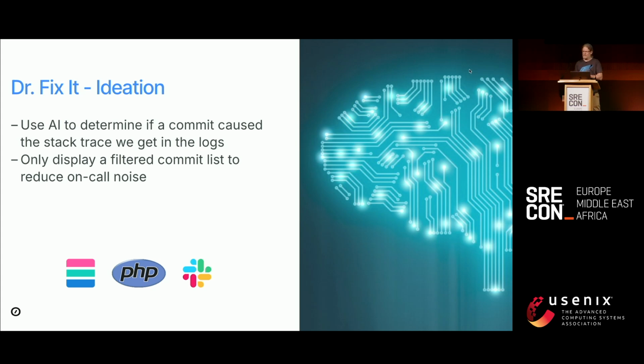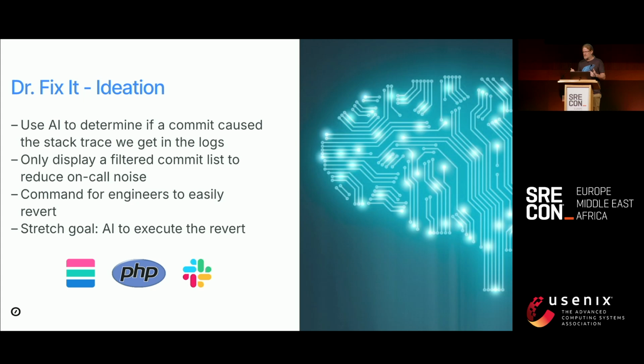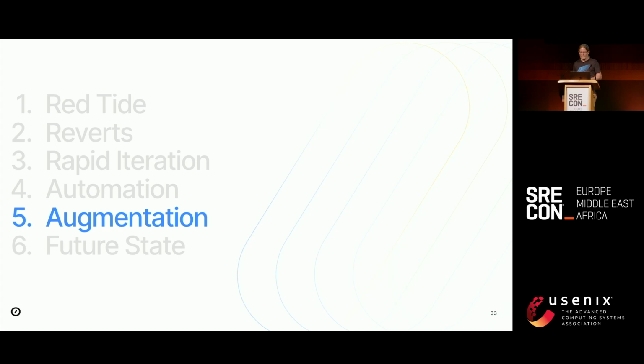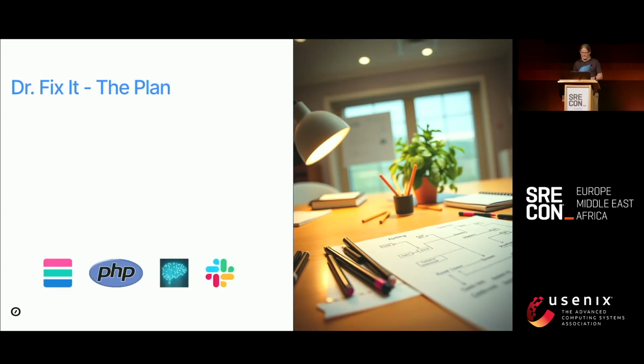which means there'll be less on-call noise. It'll be much more actionable for the engineer on call. And then we'll output a command that's very easy for them to do a revert. So we'll reduce the time as well, so it's not fiddly and it's quite simple. And then as a stretch goal, potentially if we get it down to a single commit that caused that issue, then potentially we'll get the AI to execute that. Right? Seems pretty cool. All right, so how did we go about augmenting the service to do that? All right, that's a plan.